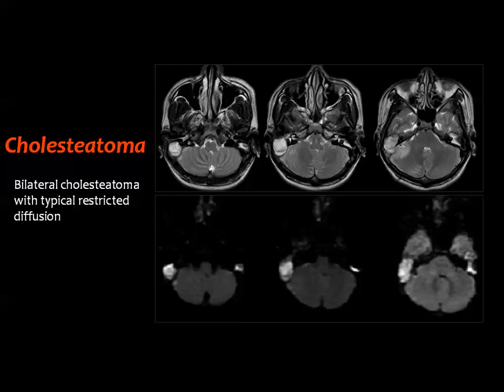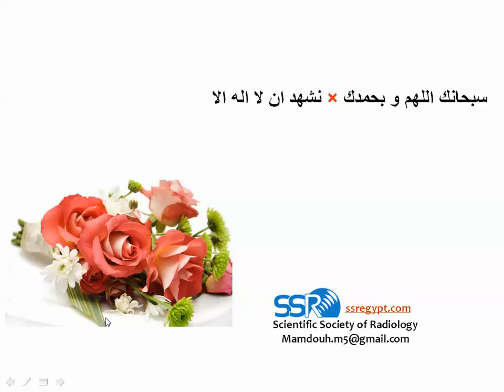Then cholesteatoma, and this is one of the values of diffusion weighted images, is to differentiate between cholesteatoma and otitis media. Otitis media will show free diffusion, while cholesteatoma will show diffusion restriction. Here you see bilateral cholesteatoma showing diffusion restriction on both sides. Thank you very much.